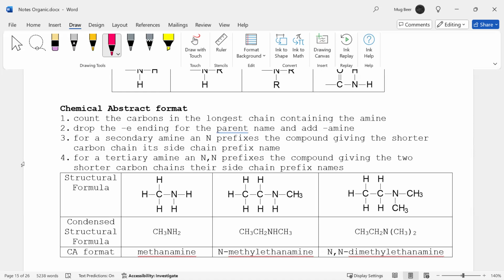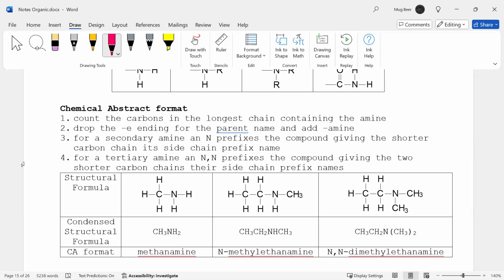And so going from the name to the structure, you should be seeing, okay, it's meth, so I've got 1 carbon, and then I've got an N. So you just connect a C and an N to each other, and then fill out H's until the C has 4 bonds and the N has 3 bonds.